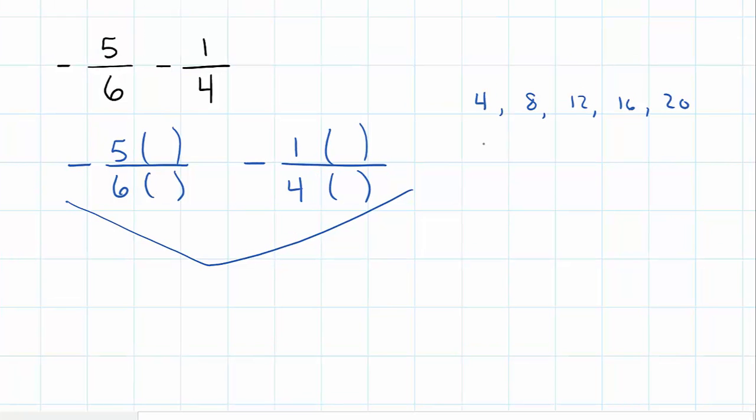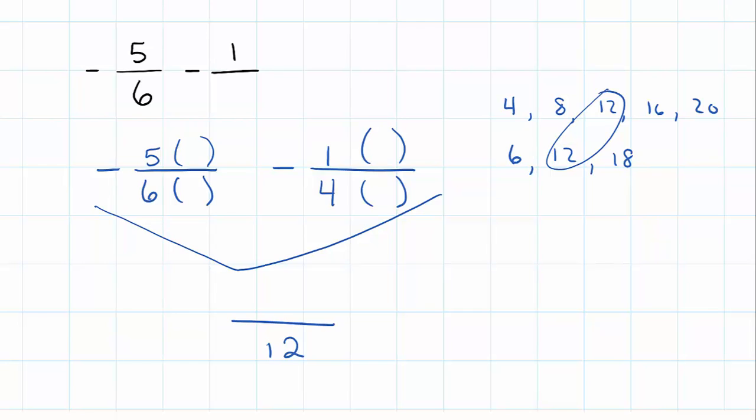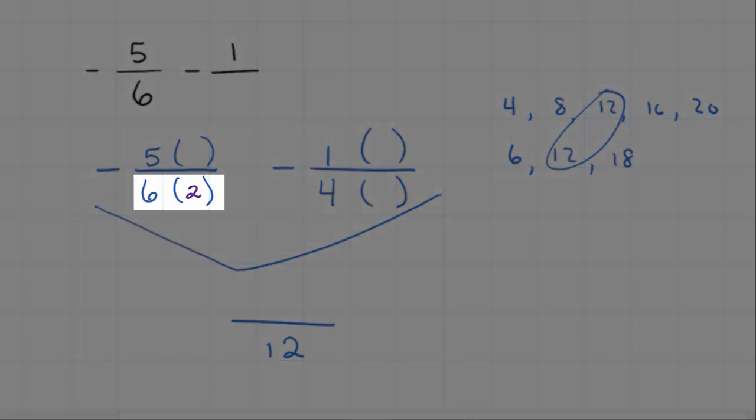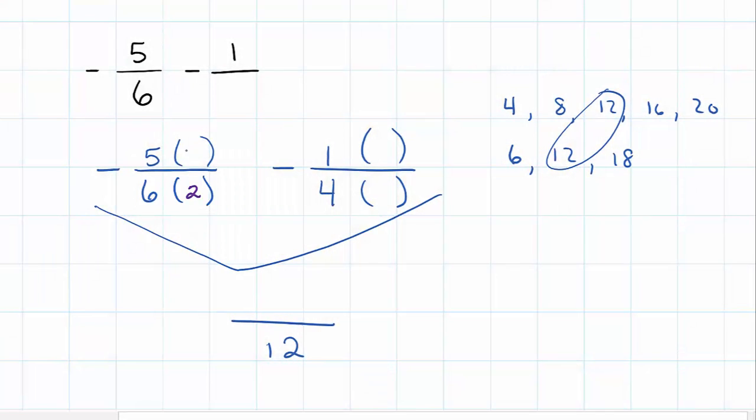So then I'm going to try it with 6. 6, 12, 18. I can stop right there. I see that both of them can become 12. Okay, so I know that I have my common denominator of 12. I just got to figure out how is 6 going to become 12. Well, we can get 12 by multiplying it by 2.